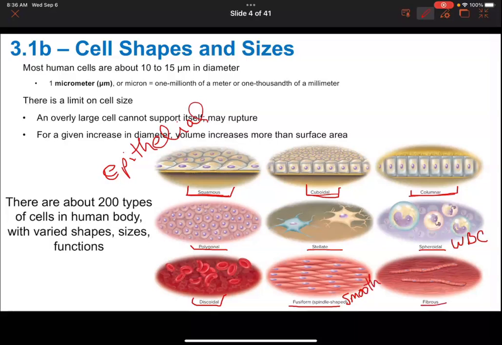And then finally we have fibrous shapes. But again, as I mentioned, these are just a few of the many different cell shapes and sizes that we have. And again, just like anatomy and physiology, the shape is going to help enable the cell to carry out its function.